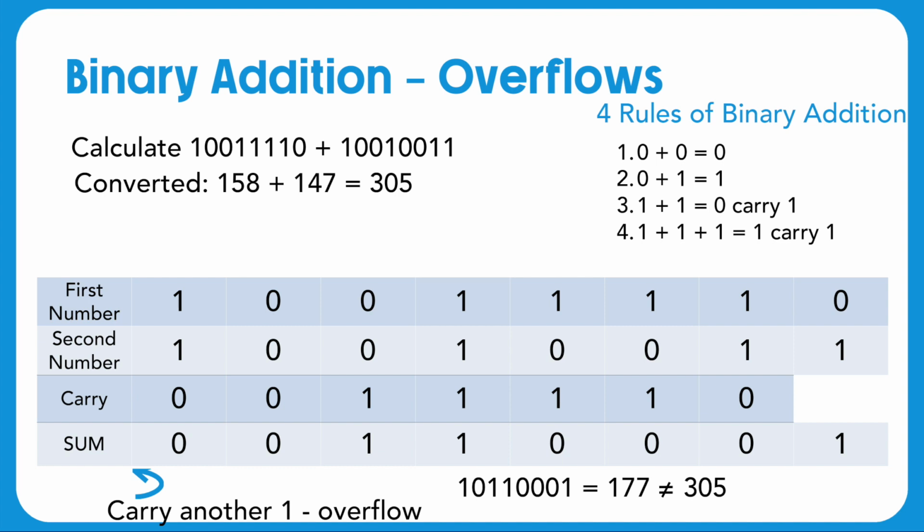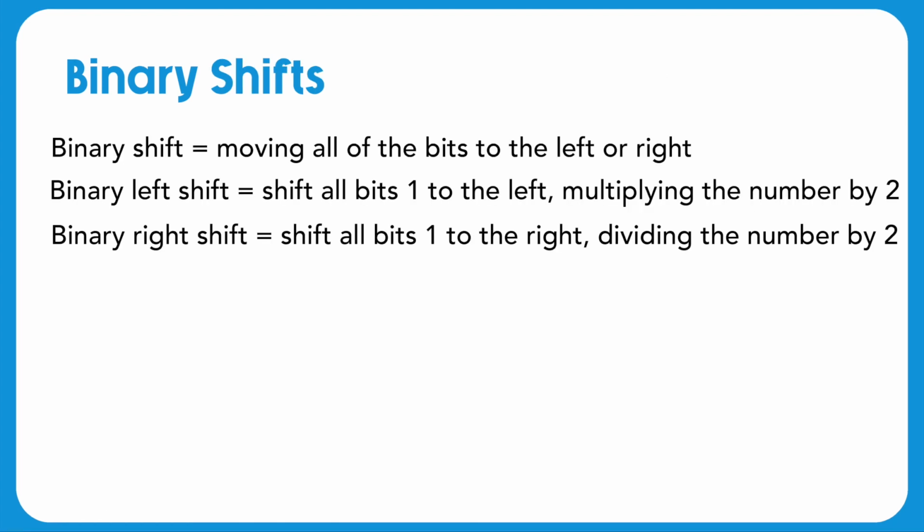You'll also need to know how to left and right shift binary numbers for your exam. Performing a binary shift simply means moving all of the bits in a binary number to the left or right. Binary shifting to the left multiplies a number by 2, whereas binary shifting to the right divides a number by 2.